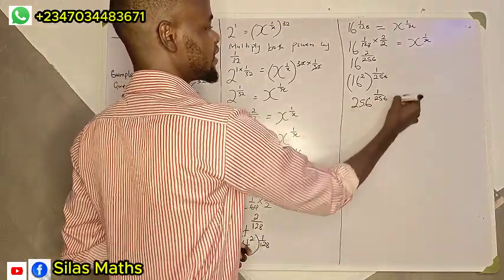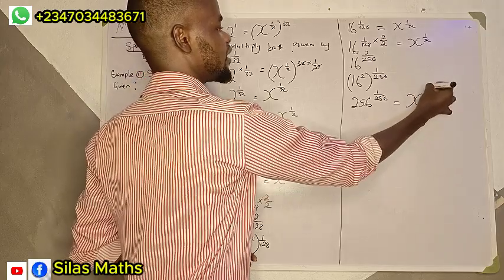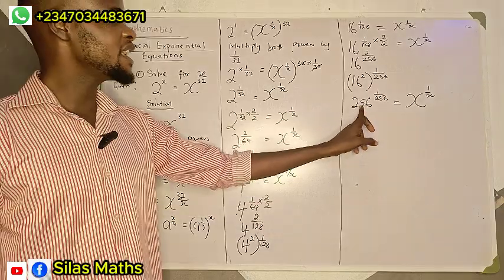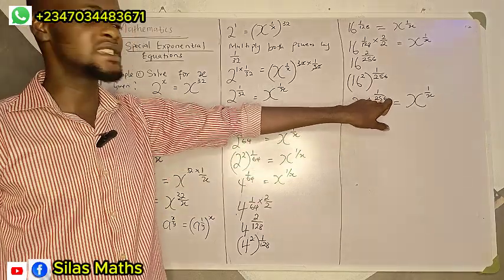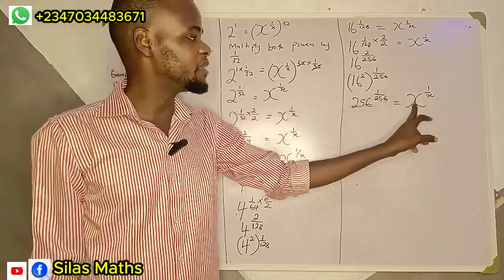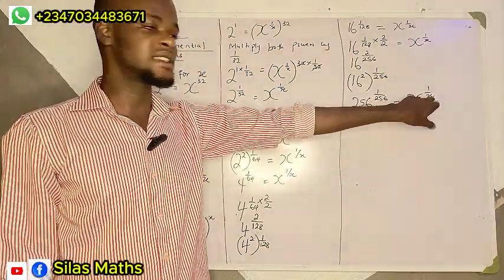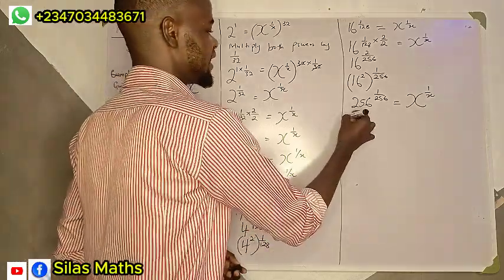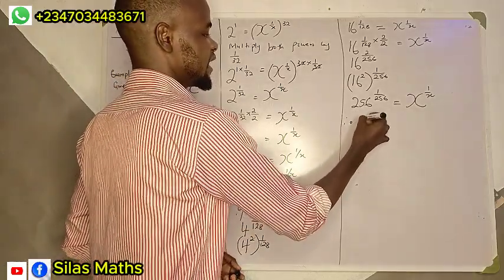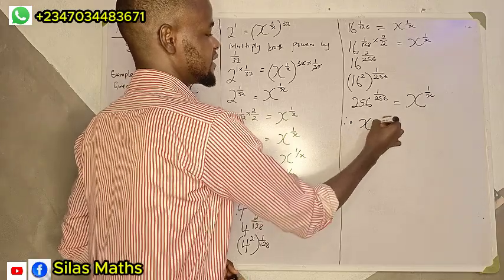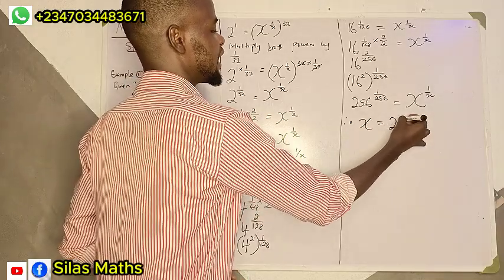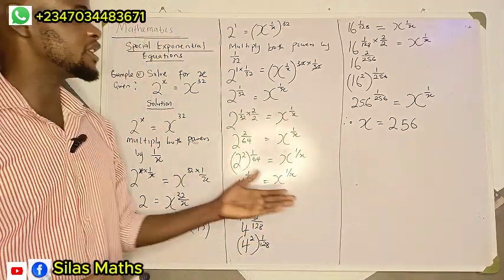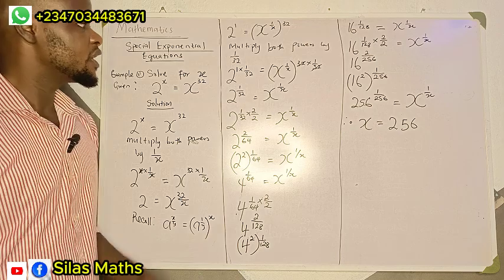Remember that all this is equal to x to the power of 1 over x. Now at this point, you observe that the base and the denominator of this is now the same, and also the base and the denominator of this is the same. So we can equate them by saying that x is equal to 256. By comparing the two of them, we can say that x is equal to this. So this is the value of x.